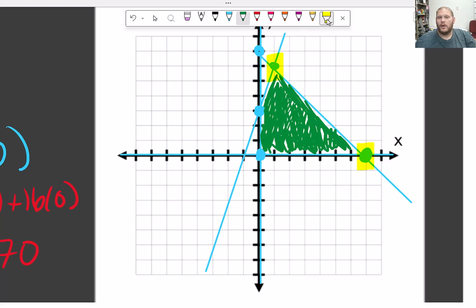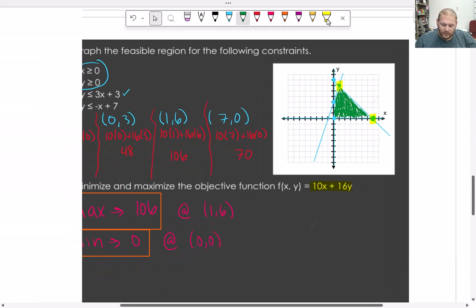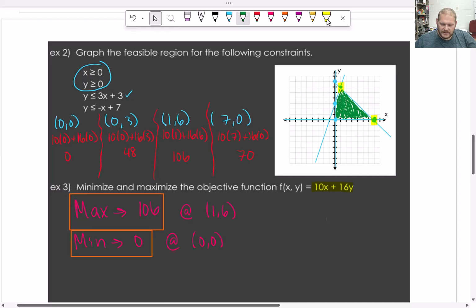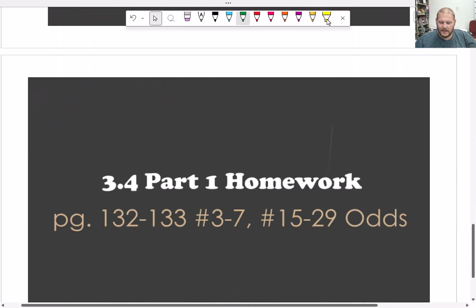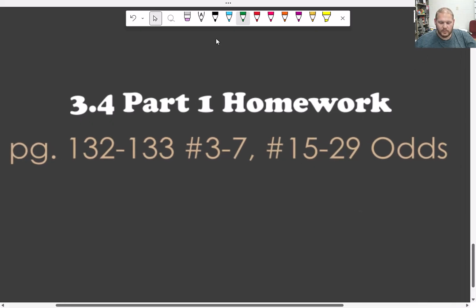But that's all I got for us for today. It's really just those 2, just getting us used to graphing those feasible regions, finding our different vertices, and then either maximizing or minimizing some different points. So for your homework tonight, you are just working on page 132 and 133, 3 through 7, and then 15 through 29 odds, just to get used to those types of problems.